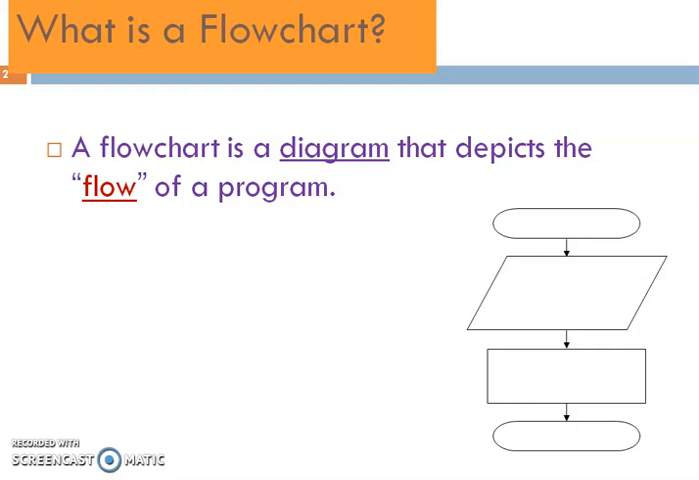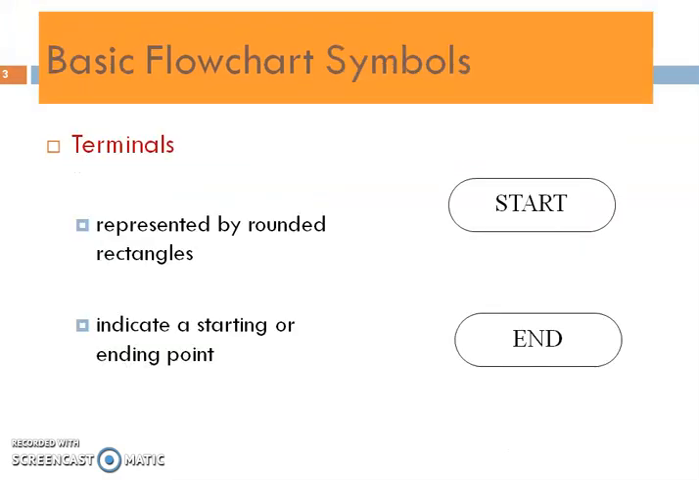There are certain standard symbols by which the program has to be presented using flowcharts. These are the symbols starting with terminals. They are rectangles with rounded edges used for representing start and end operations. We know every program will start, it will pass through several stages, and it will come to an end as well.